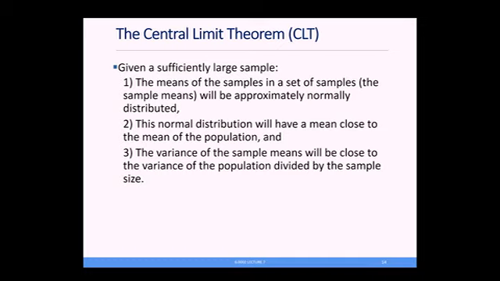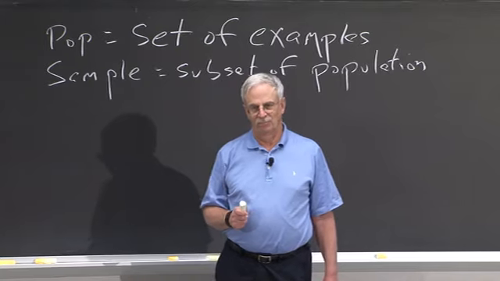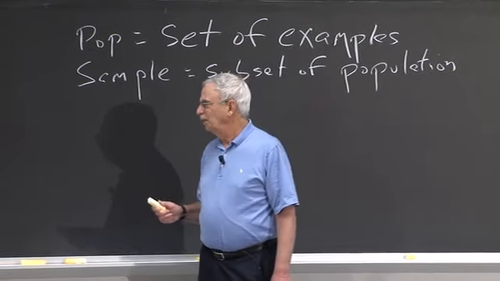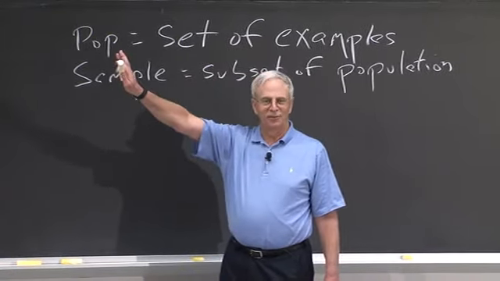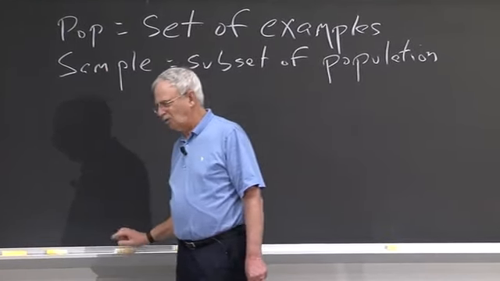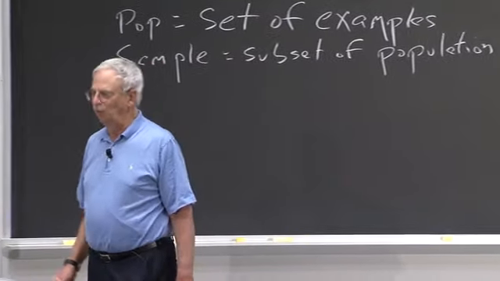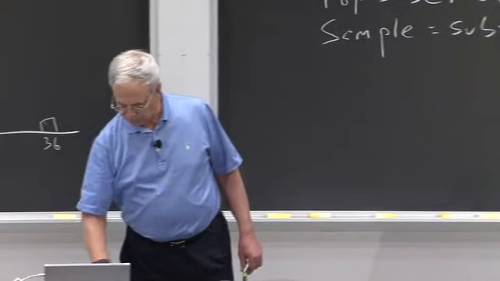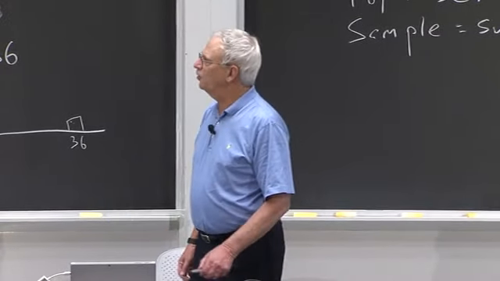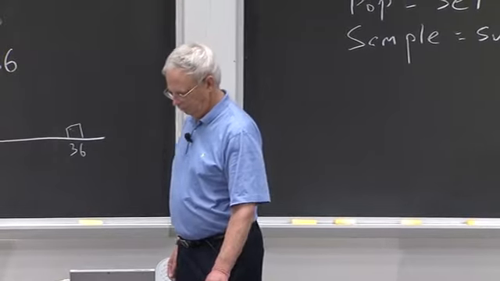The mean of the means will be close to the mean of the population, and the variance of the sample means will be close to the variance of the population divided by the sample size. This is really amazing that this is true and dramatically useful. So to get some insight, let's check it.